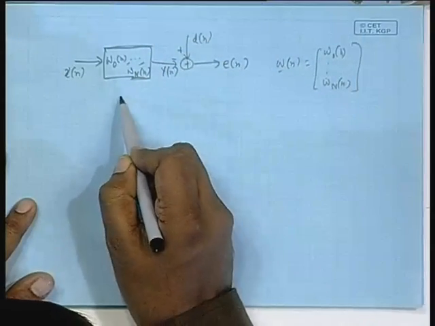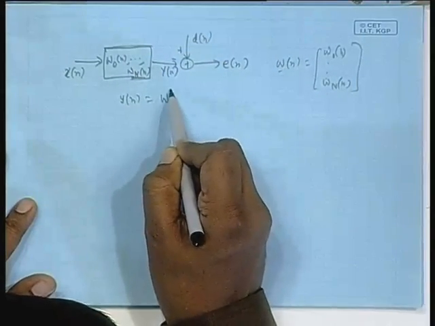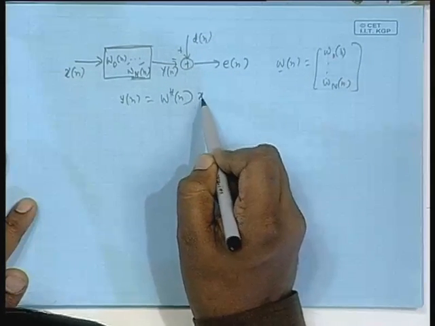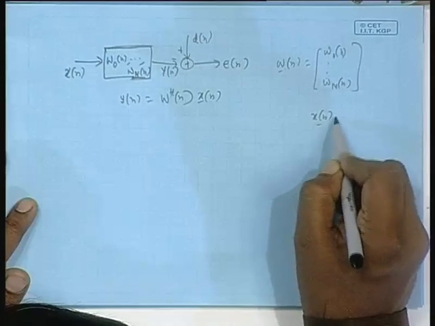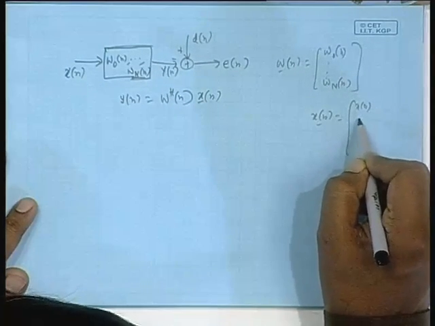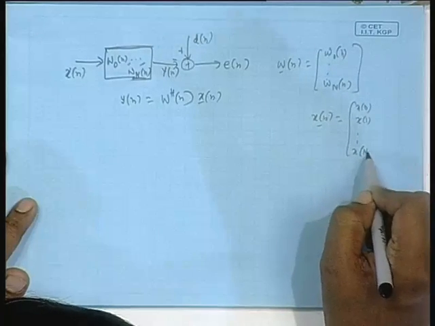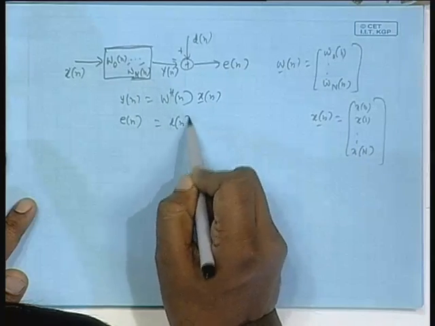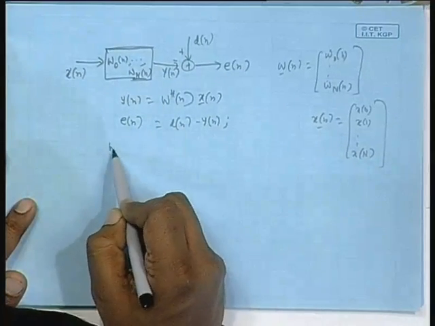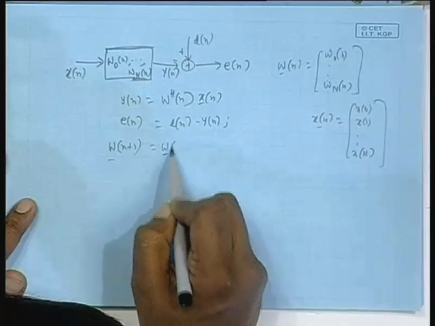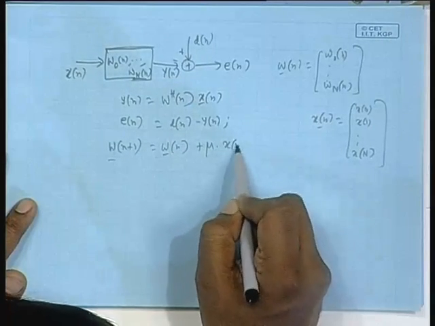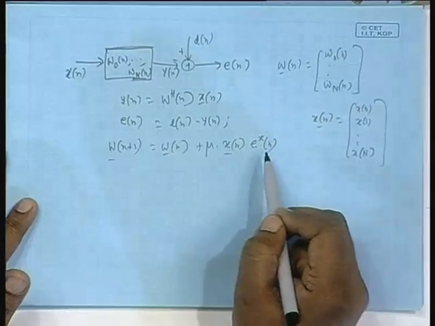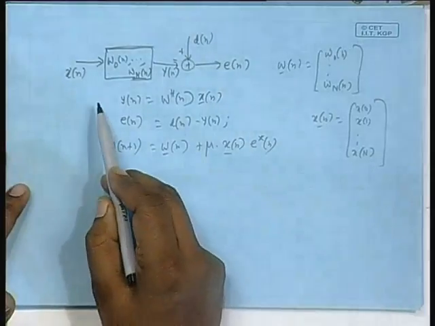Okay. So, then our equations were like this: y n was w Hermitian n times the x n vector, x n as usual. Then you find E n as d n minus y n and then update. That is mu into the x n vector E star n. You can write E h n also, because E n is a scalar. So, star or h, they mean the same. This is the complex valued case.